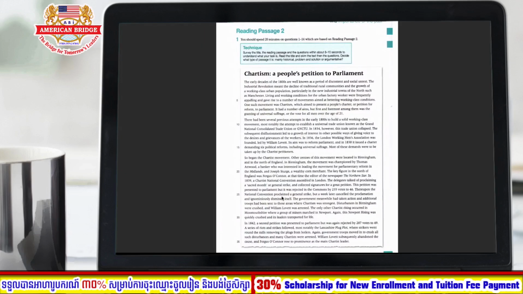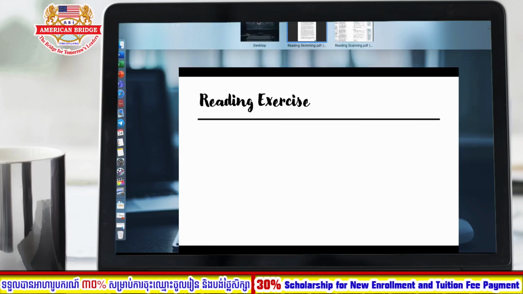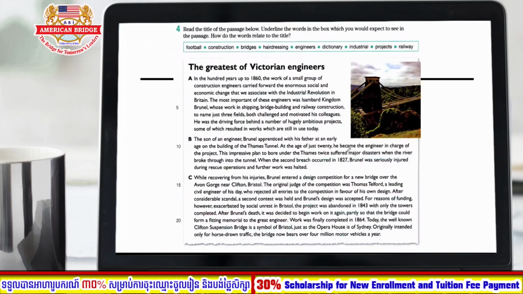Now let's move on to another technique, which is skimming. Skimming should be a very short one, but to understand the concept of skimming, first of all, I would like you to look at the title of this reading passage, The Greatest of Victorian Engineers. When you read the title, you have some idea about what is going on in this reading passage.